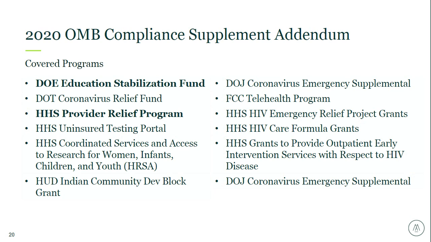There was a draft of the addendum that was issued earlier this year, and the AICPA's Government Audit Quality Center did issue a response to that draft at the end of September. In that response, it expressed a number of concerns with the draft as written. One of the biggest concerns was actually with that provider relief program.